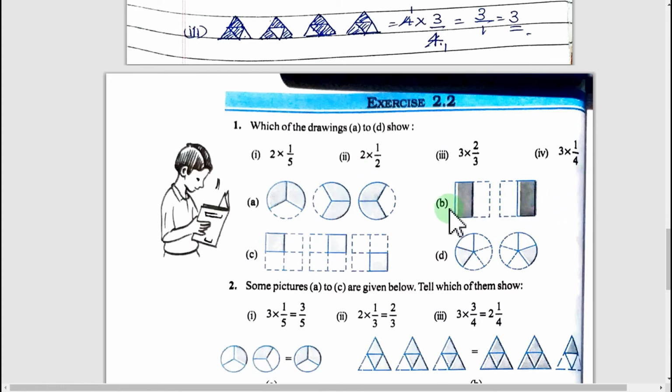And let us discuss this. Here rectangles are there. Here it is divided into 2 parts and one part is shaded. So which is the fraction of this figure? 2 into 1 by 2, because 2 figures are there. 2 into 1 part is shaded out of 2 divisions. Here also 1 part is shaded out of 2 divisions. For the B figure, the second is the answer.